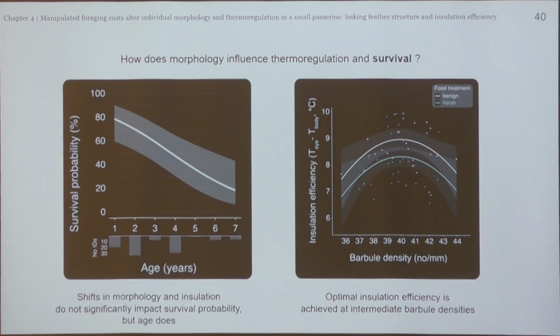And I also wanted to see whether any of the morphometric differences led to survival differences in the birds, but none of them did. None of the shifts in morphology led to any survival probability differences, but age did.